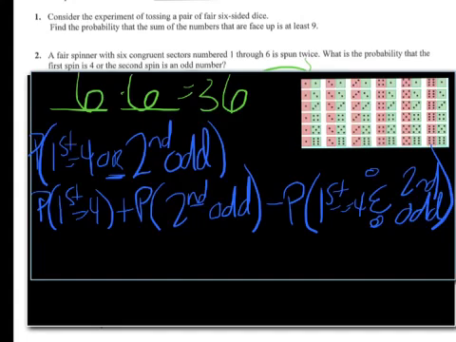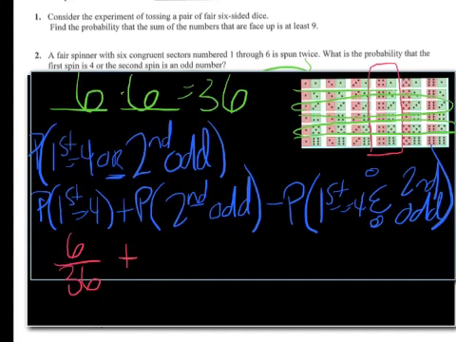So as you look through this sample space, the probability that the first one is a 4, if you take a look at it, we're going to have these right here. That's 6 out of 36. Add to it the probability that the second number is an odd. The second is going to be odd, either here in this case with the 5s, the 3s, or the 1s. That's actually 18 out of 36.